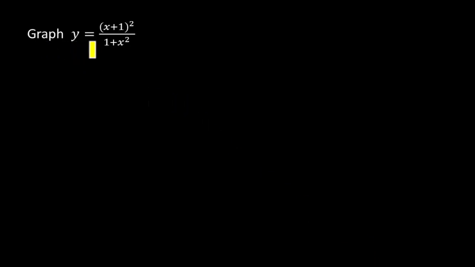Graph y is equal to the quantity x plus 1, whole thing squared, divided by 1 plus x squared. Alright, so how do we graph this? We know it's a rational function, so the first thing we have to look at is the domain.